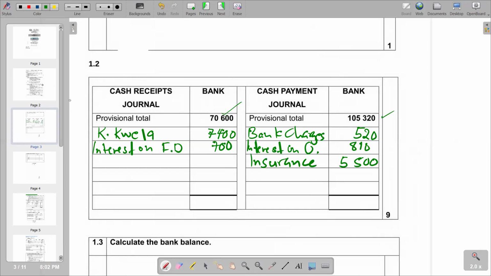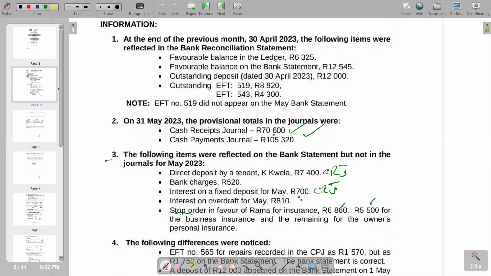So this is what we have. Then we go to the next one. So we see that inside 6,860, we have 5,500, which means the remainder is going to be the owner's personal insurance. So it means this is a private expense, and we regard that as our drawings. So they say 6,860 is total. Then you subtract 5,500 to get the figure for our drawings. So we try to calculate there, you're going to get 1,360.